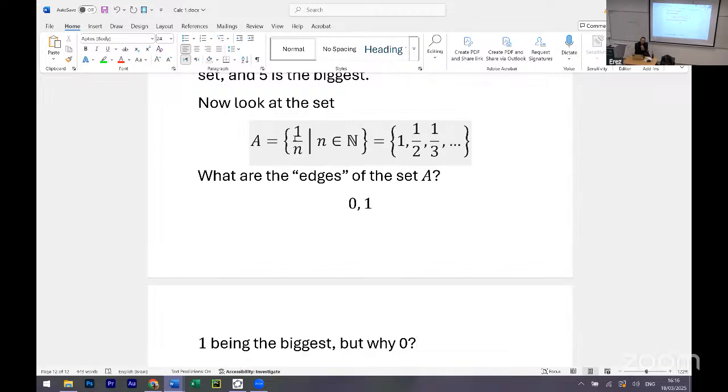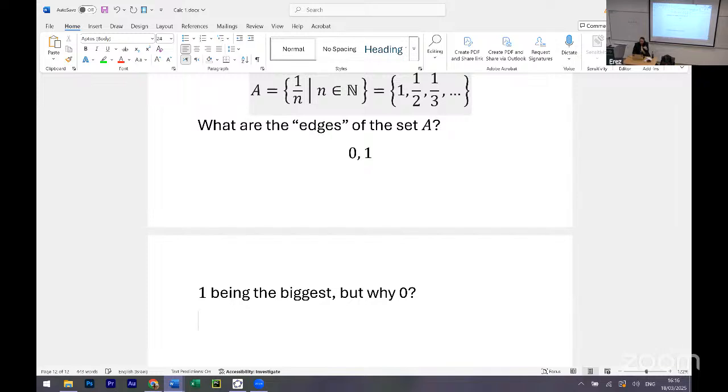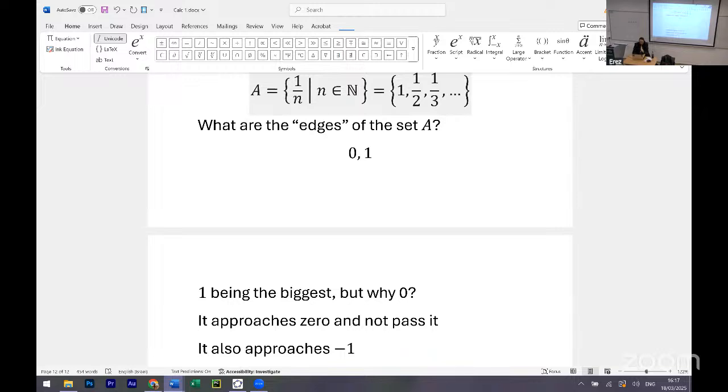One thing you said I liked. You say it approaches zero and not past it. I wanted to write it because it is on the way to the right answer. It approaches zero and not past it. It also approaches -1 and does not pass it.